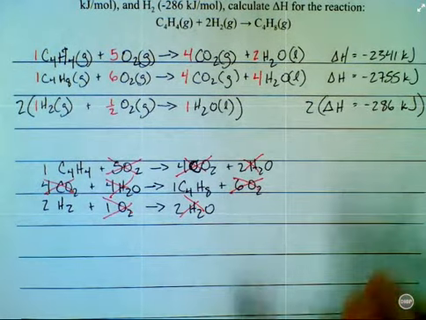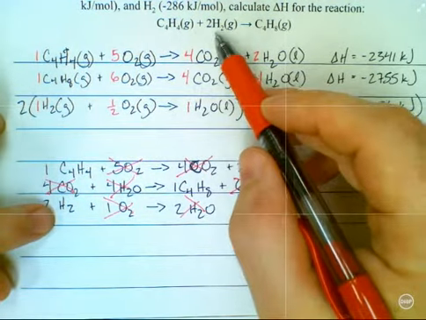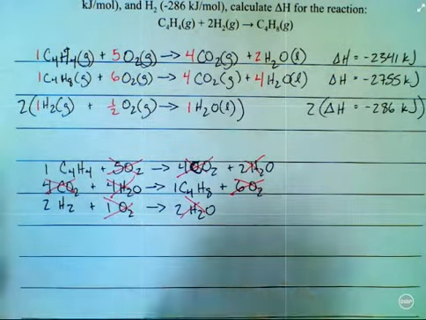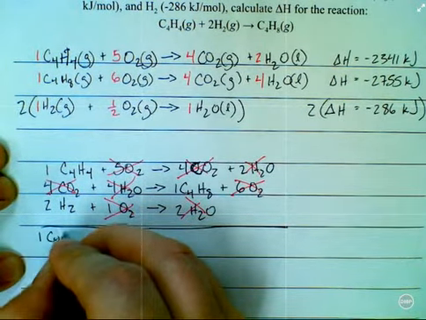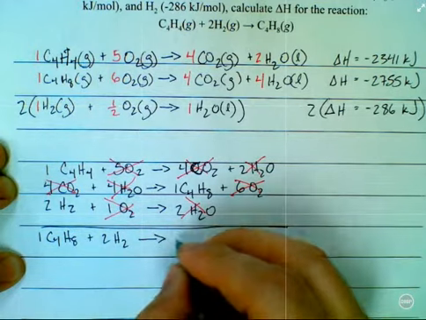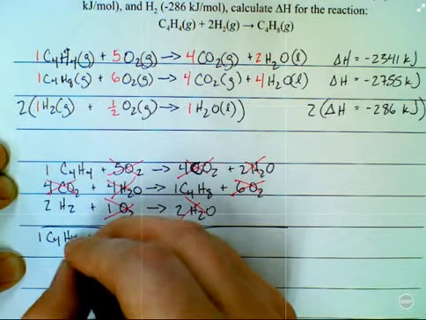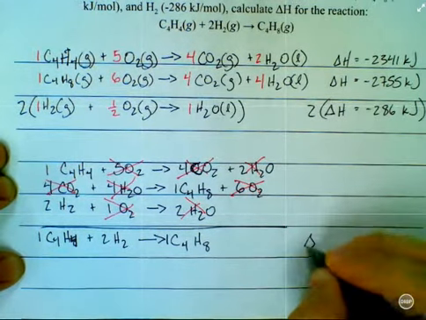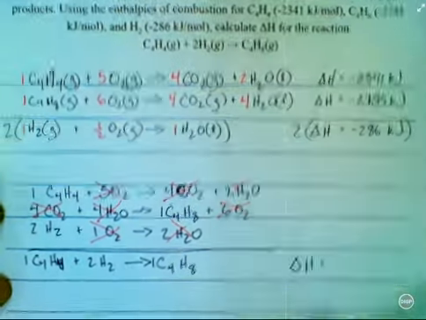And I have 3 species that I haven't canceled out yet. I have C4H4, which I need 1 of. I have 2 H2s, which I need 2 of. And then I have 1 C4H8, which is my final product. So I have 1 C4H4 plus 2 H2s reacting to yield overall 1 C4H8. Now, to get the answer that will give us points, calculate delta H for this reaction.